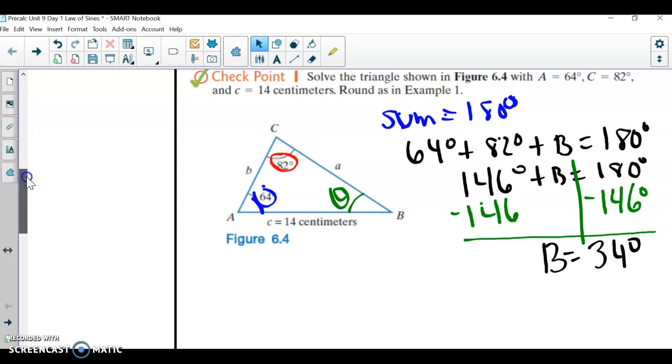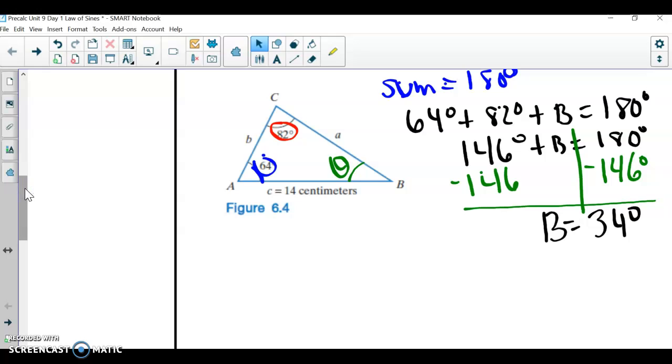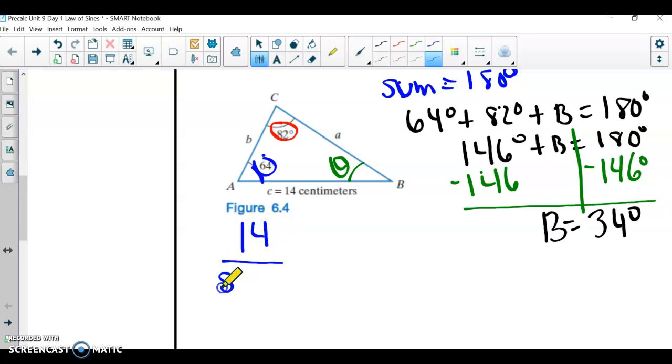Okay? So we're going to use that sine of C, that C is 14. So here we're going to set up another proportion. So I have 14 over sine of C, which is sine of 82 degrees, equals, I don't know my length of A, so I'm just going to put A, my variable, and then it's over the sine of 64 degrees. Make sure your calculator is in degree mode. It is not in radians.